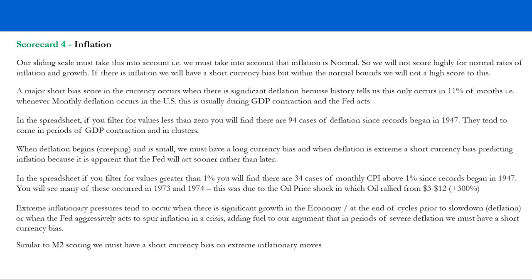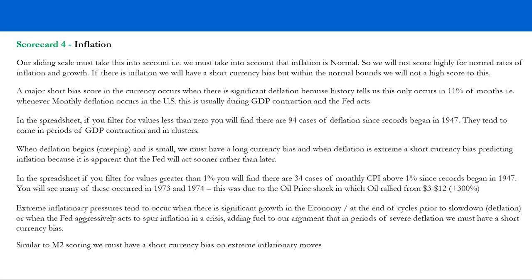Now, if we look at the other side of the scale, the positive side of the scale, if you go into the spreadsheet and you filter for values of greater than 1%, so significant inflation, you're going to find that there's 34 cases of monthly CPI above 1% since the records began in 1947. And you'll see that many of these cases occurred in the period 1973 to 1974. Now, this was due to the oil price shock of the period, in which oil rallied from $3 to $12, so going up 300% in price.